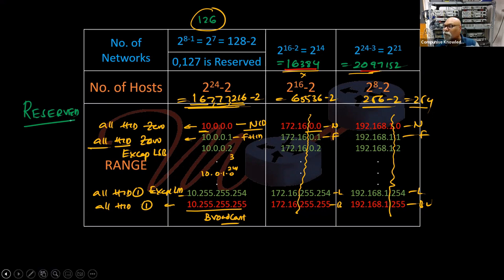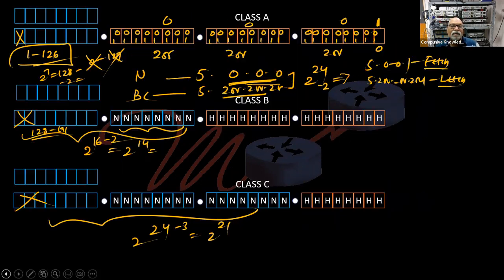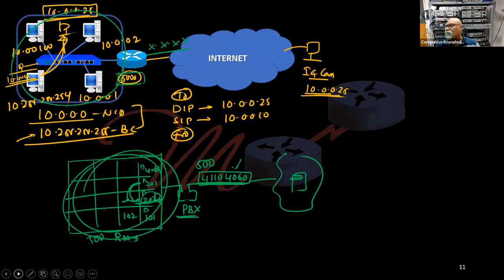They reserved some numbers, IP addresses, for private purpose. They are called private IP addresses. You can't go to internet. On the internet, these numbers will not be there. Internet is public. This is private. So whenever you go to internet, it has to be changed. That process is called network address translation.